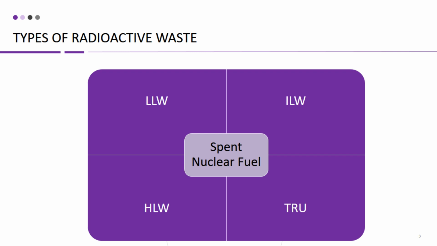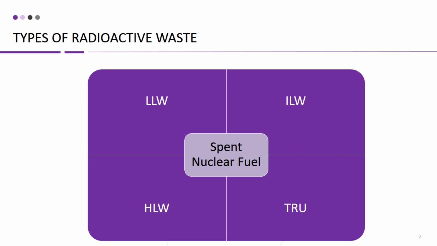High-level waste, HLW, is the most radioactive and hazardous form of radioactive waste, primarily consisting of used nuclear fuel rods from nuclear reactors. HLW is generated during the process of extracting energy from nuclear fuel and contains long-lived isotopes that can remain radioactive for thousands of years. HLW requires the highest level of containment and isolation due to its high radioactivity levels and long half-lives.